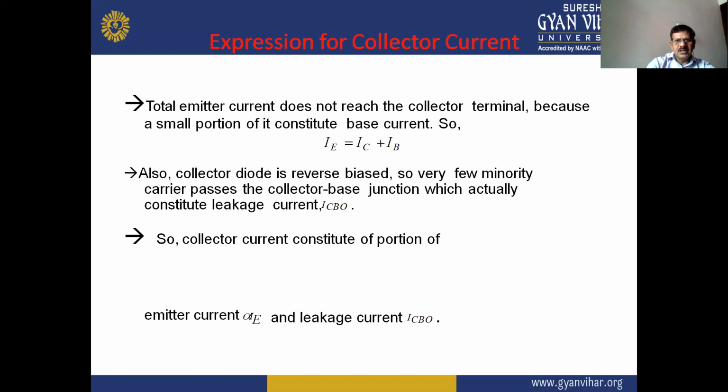Also, the collector diode is reverse biased, so very few minority carriers pass through the collector base junction, that is the reverse biased junction, which actually constitutes leakage current, ICBO. So ICBO is the leakage current across the collector to base junction. This current is very low, in the range of microampere or nanoampere, and is also called the leakage current or reverse saturation current.